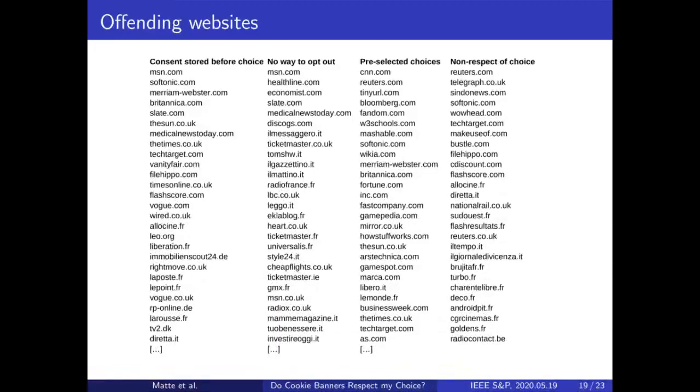In this slide, I show the list of those websites on which we saw the different violations at the time of the crawl in September 2019. So for instance, we found the consent stored before choice violation on msn.com or wired.co.uk and other websites, the no way to opt out violation on slate.com, preselected choices on a lot of websites, for instance w3schools.com, and a non-respect of choice violation on reuters.com. You may recognize websites that you know and visit often.